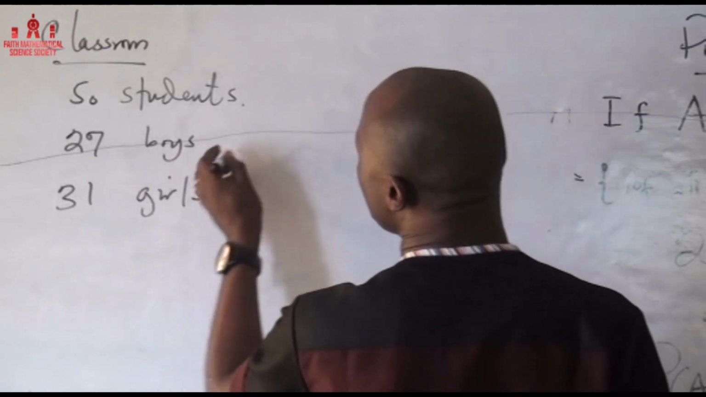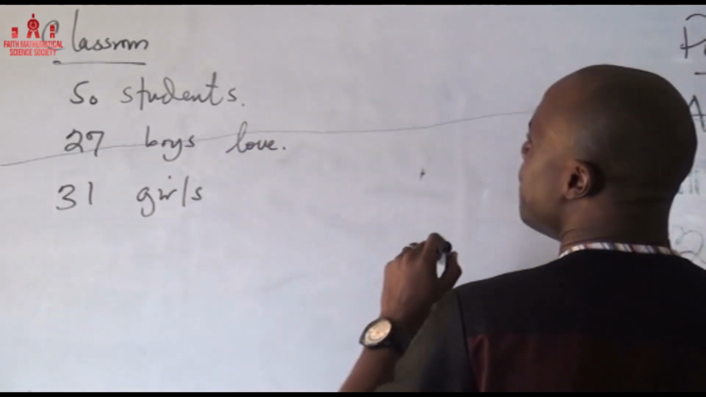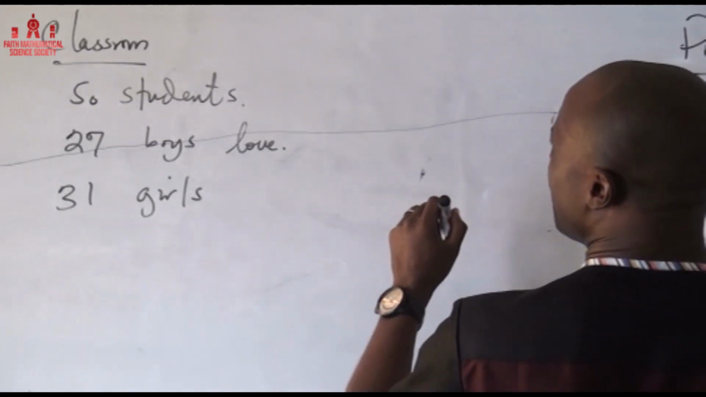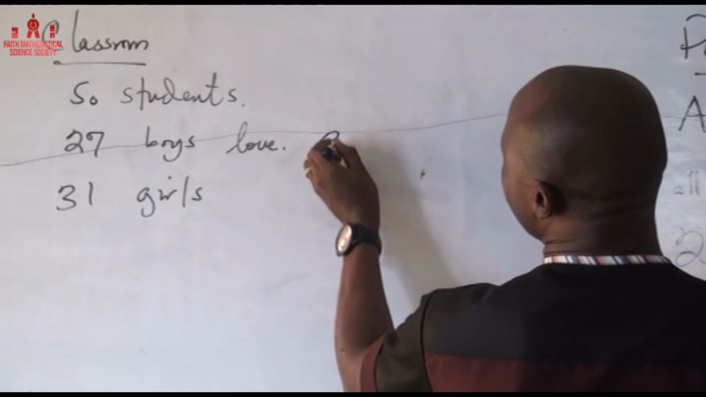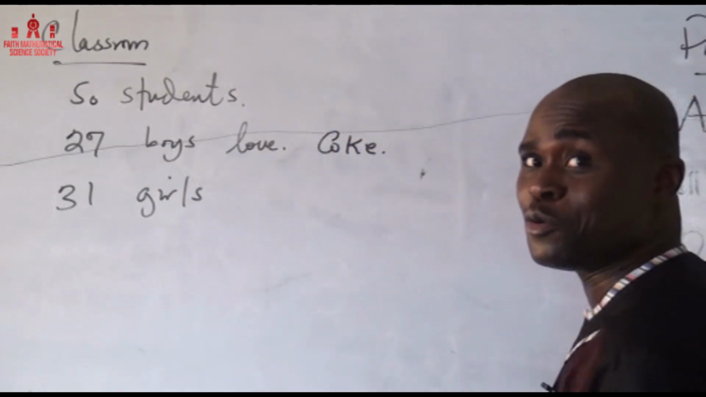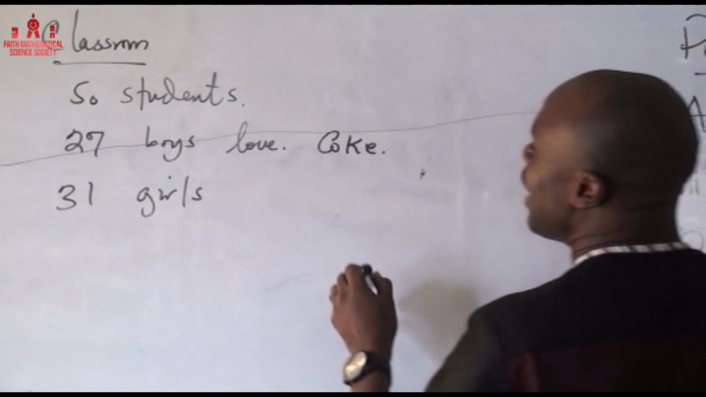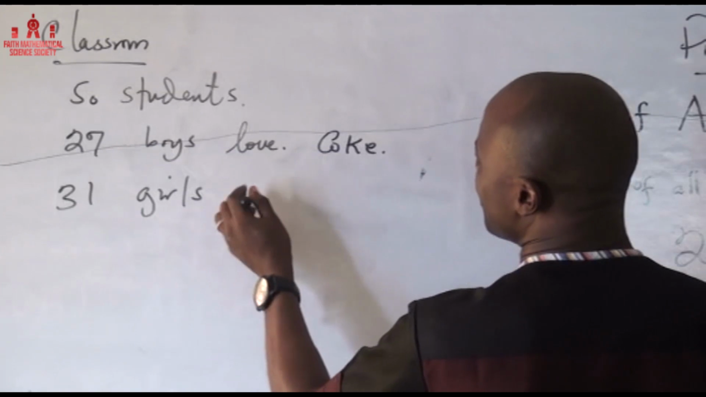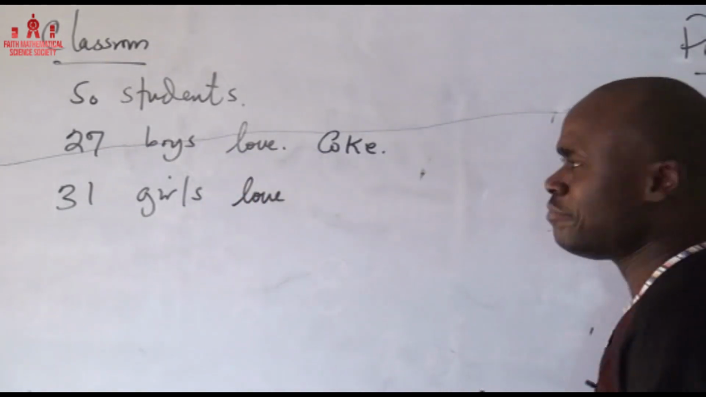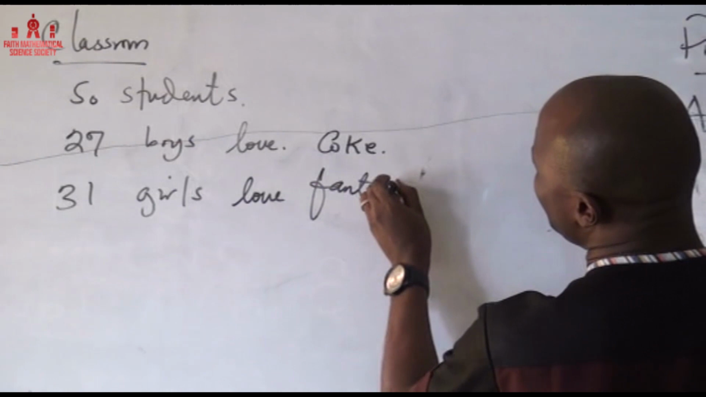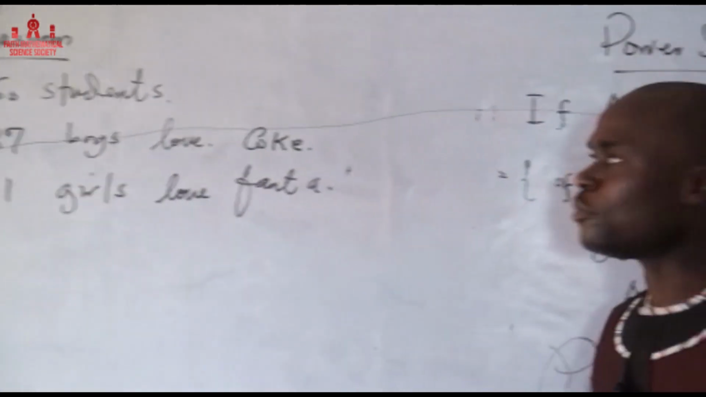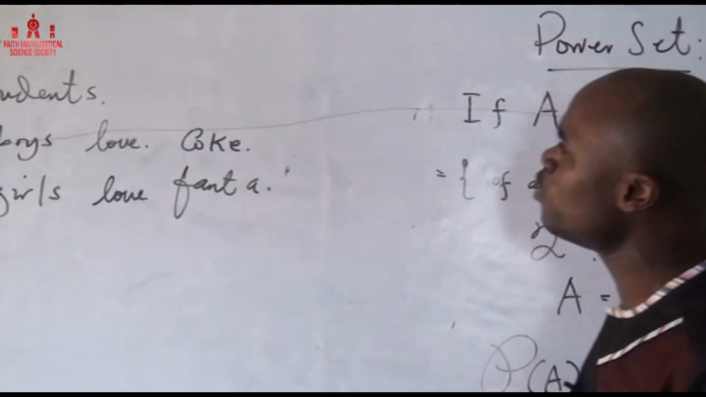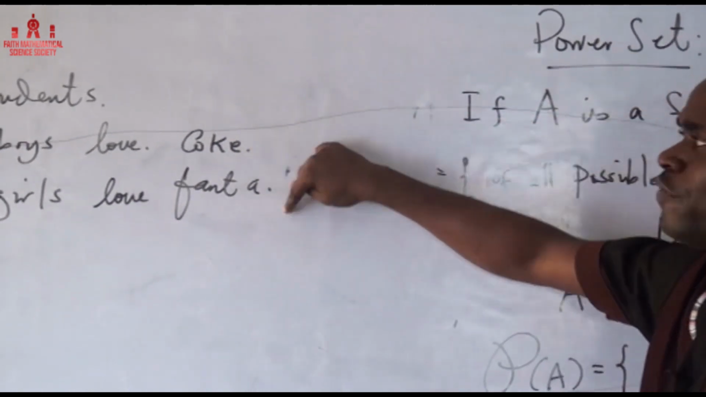In that class, we have 27 boys that love Coke. I'm sure some of you watching over there, you like Coke. So 27 boys love Coke and 31 girls love Fanta. So we want to know those who love both Coke and Fanta.